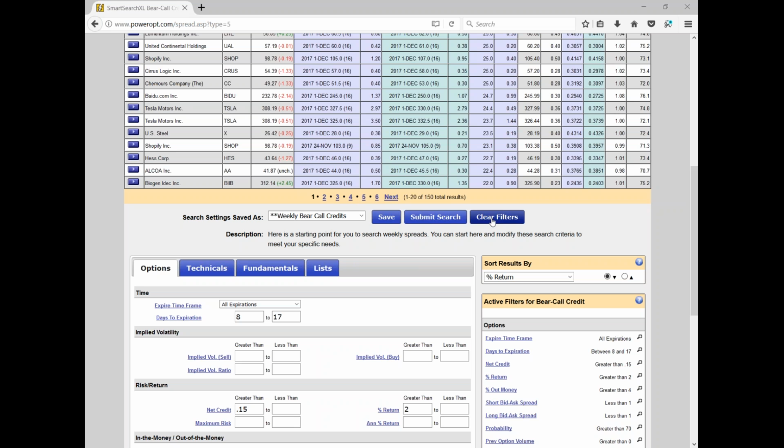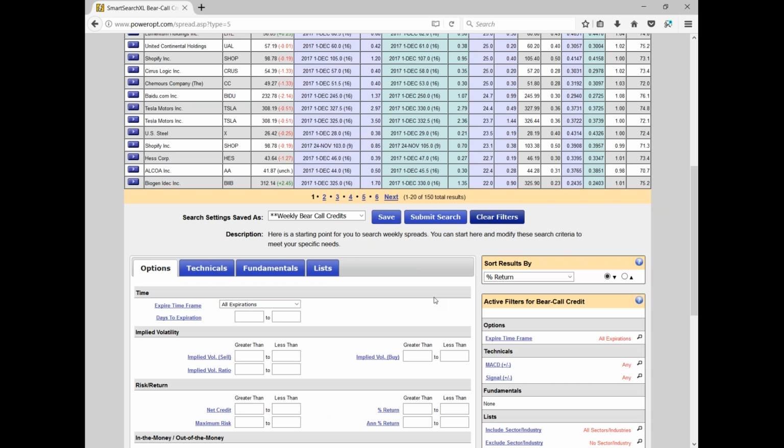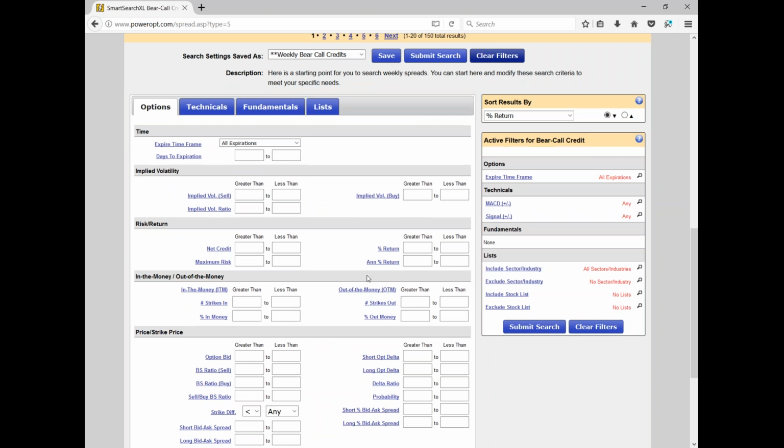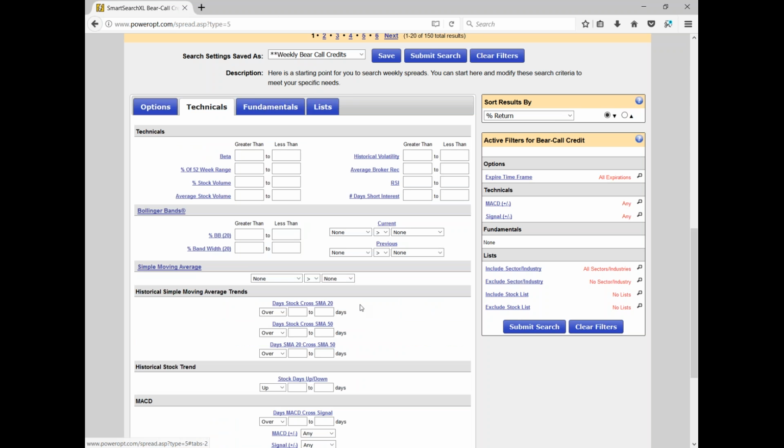But let's do our search. We're going to clear the filters. And everything's out now. Okay? Well, what do we want to look for? We said we wanted to look for a stock in a downtrend. So let's go to technicals. And let's keep it simple.